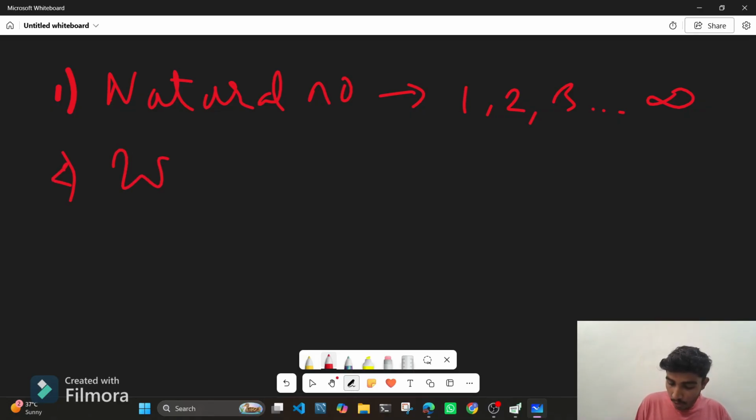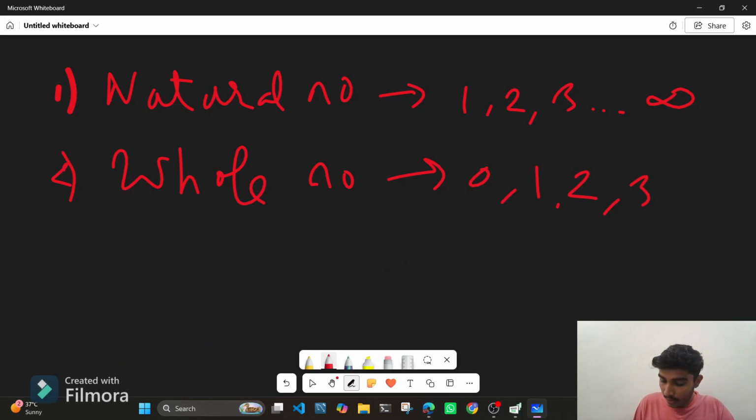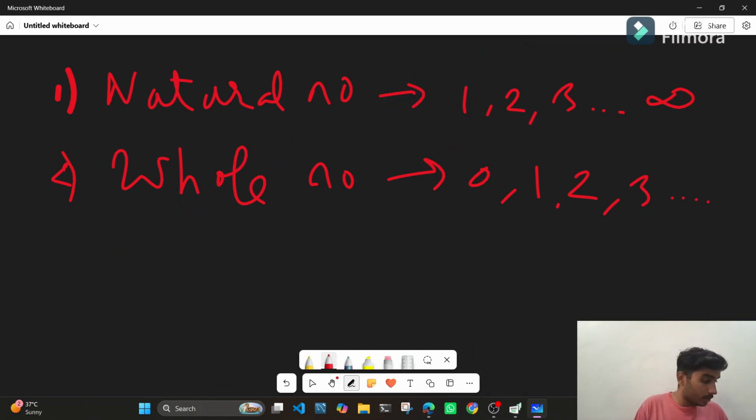Second, we have whole numbers. Whole numbers are basically the set of natural numbers with zero included. That is zero, one, two, three, and so on. These are whole numbers.